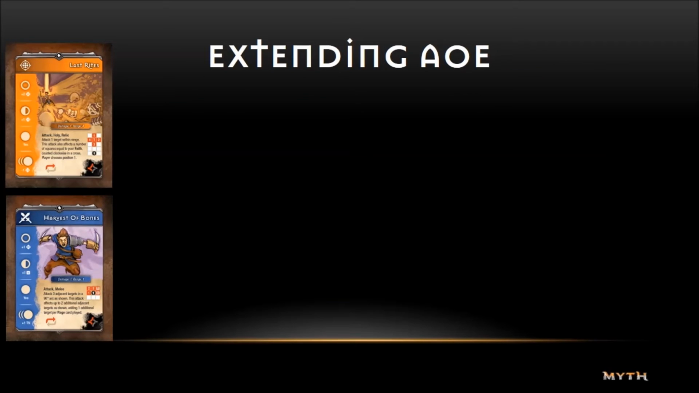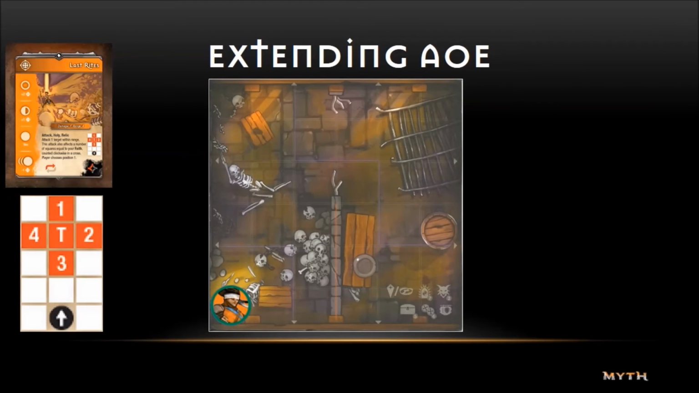Some cards actually extend the AOE. So these 2 cards with diagrams are examples of cards that you have the ability to extend out and make the attack even more powerful. We'll start by looking at Last Rites, and this particular attack is an acolyte attack, and we start off by evaluating what is the target of this Last Rites attack.